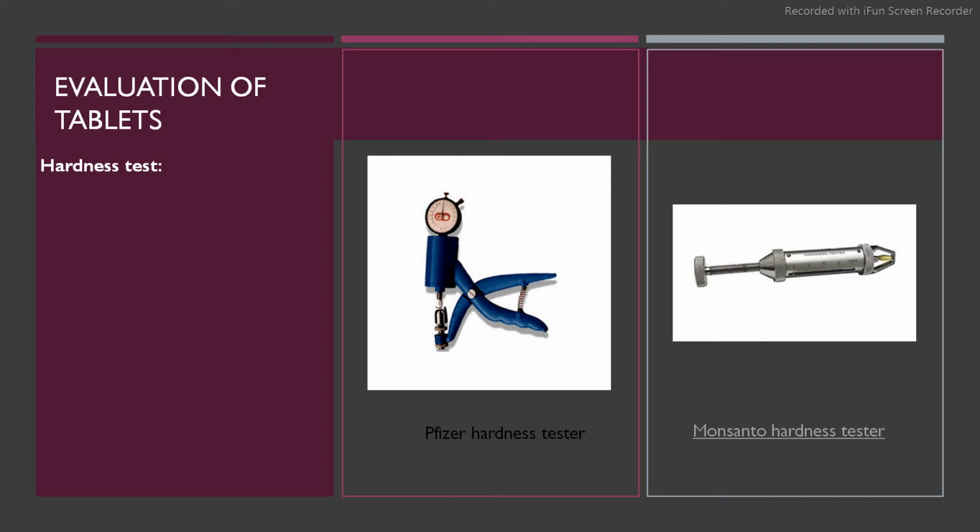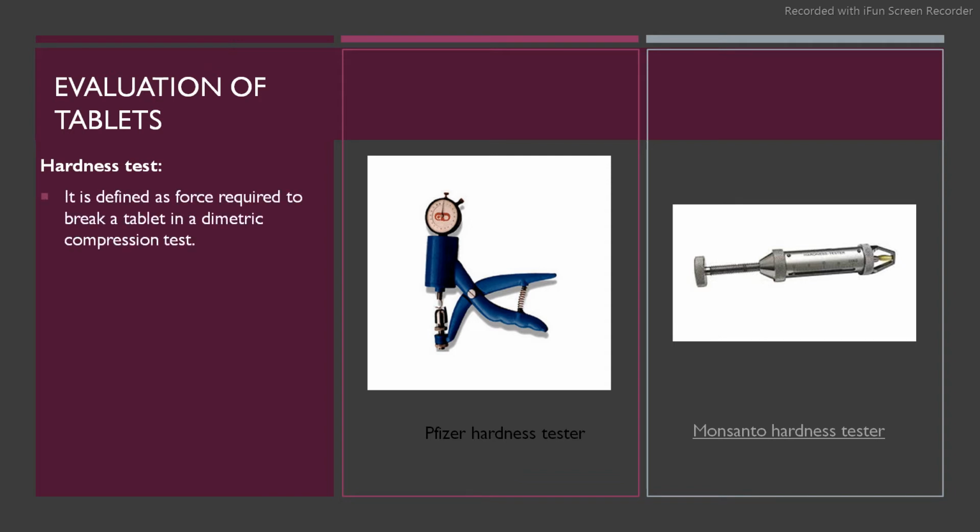So we have to check the tablet for hardness. Not each tablet, you can take a single tablet from one batch of tablets. If you check the hardness of a single tablet, your batch will be okay. So how to check the tablet hardness? There are 4 to 5 hardness testers. In our laboratory we have two types of hardness tester. The first one is the Pfizer, the second one is the Monsanto hardness tester. By using these two hardness testers we can check the hardness in our laboratory.